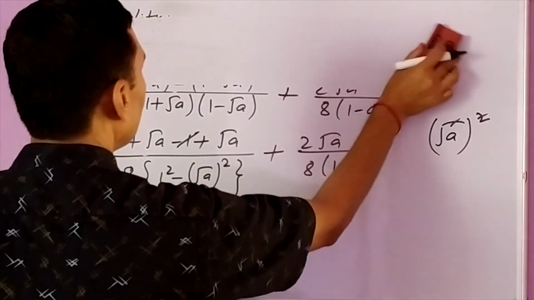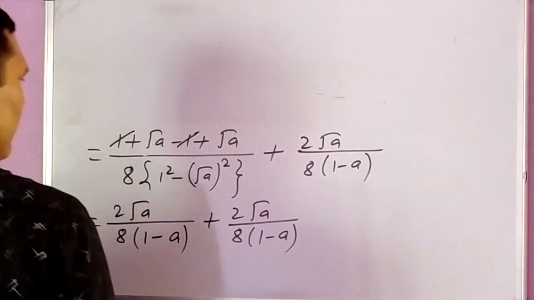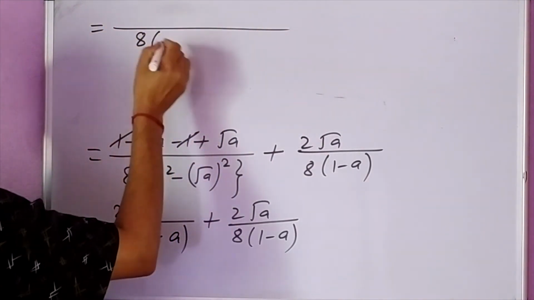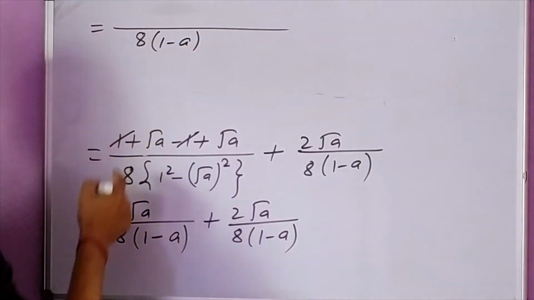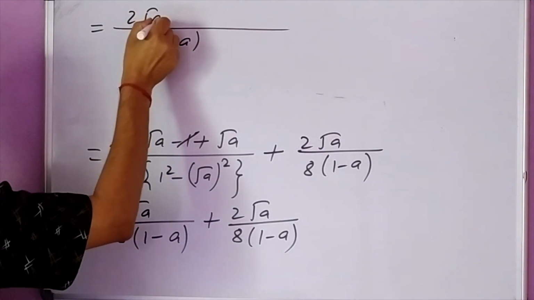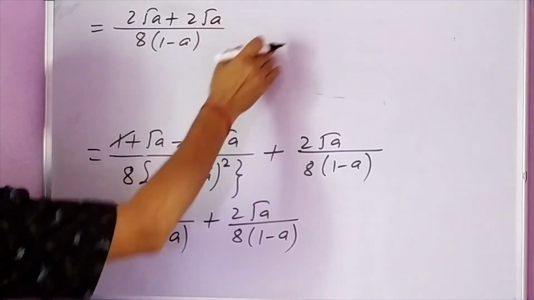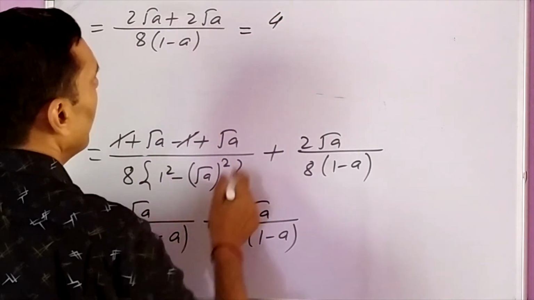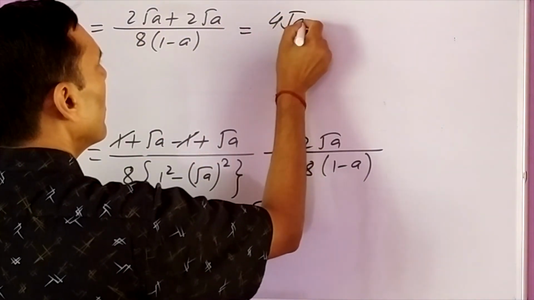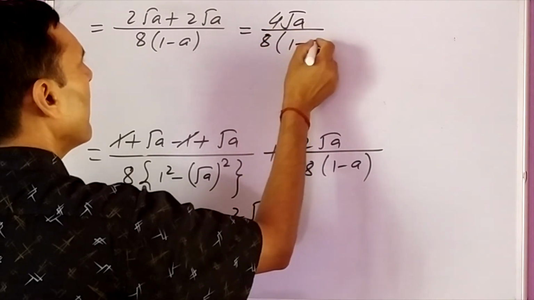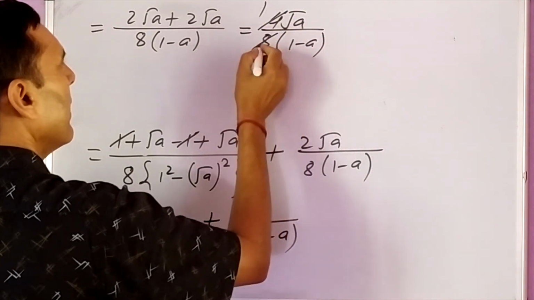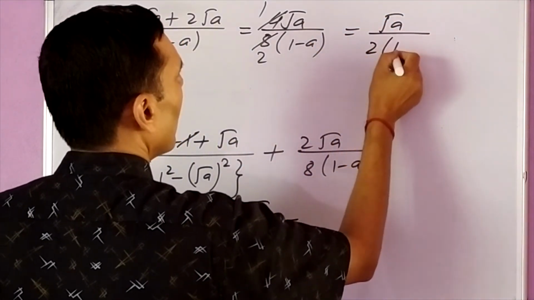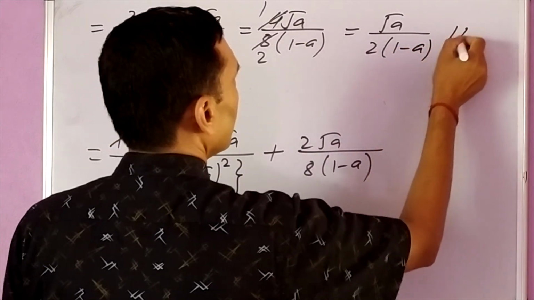So take the LCM in the last two terms now. The LCM is 8 times 1 minus a. So what will remain there? 2 root a plus 2 root a. Like terms added together, 2 plus 2, 4 root a upon 8 times 1 minus a. 4 and 8 cancel, 4 twos are 8. So it is root a upon 2 times 1 minus a. So this is the answer.